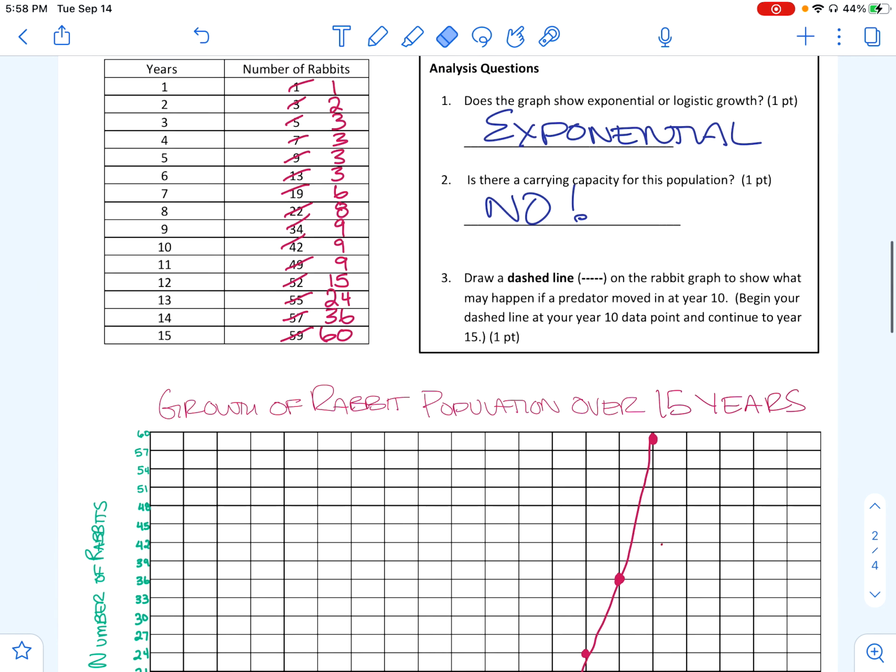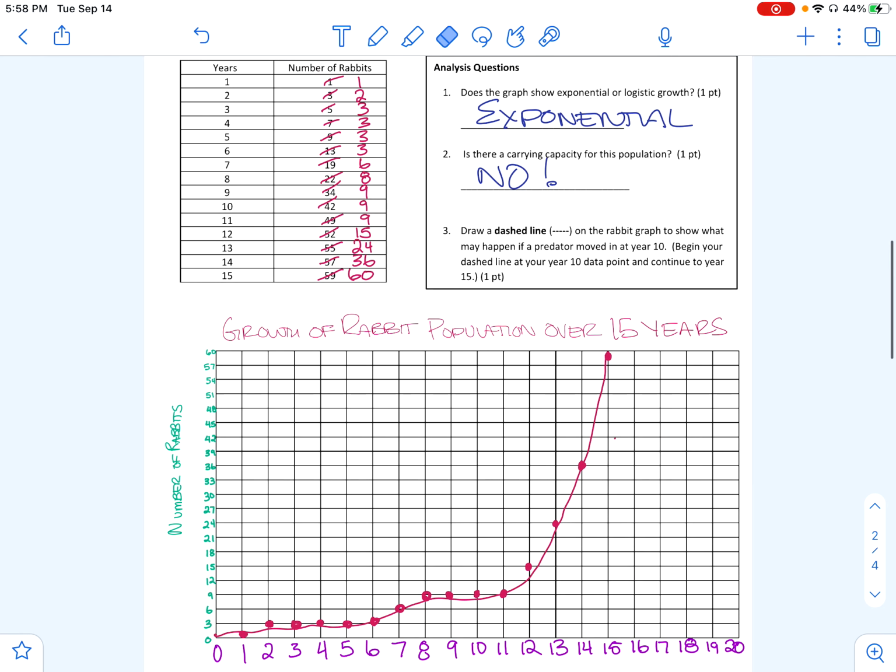Okay, hopefully you said exponential. This was a very clear exponential graph. It goes straight up. Notice it's not stopping anytime soon. Okay, is there a carrying capacity? No, because exponential growing populations do not have a carrying capacity. They have no limiting factors. They have unlimited resources and they are just growing like crazy.